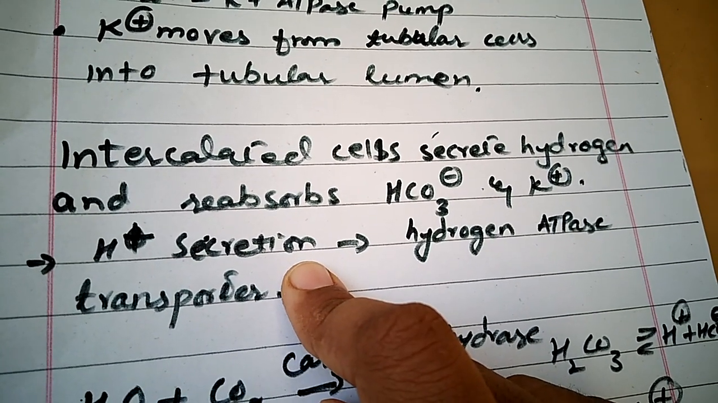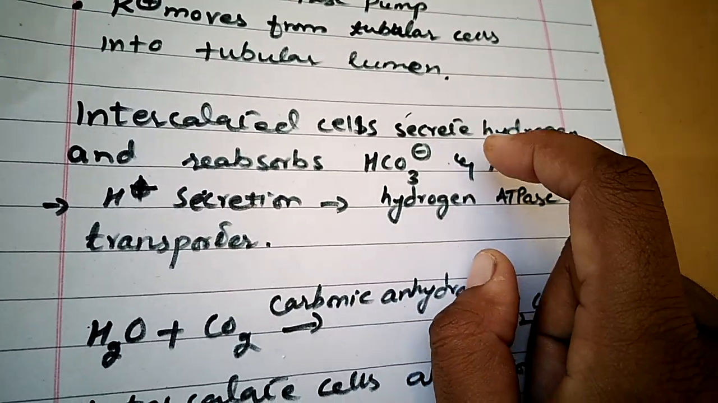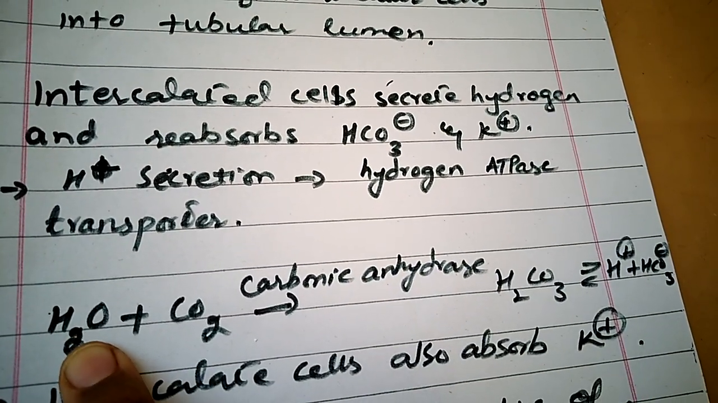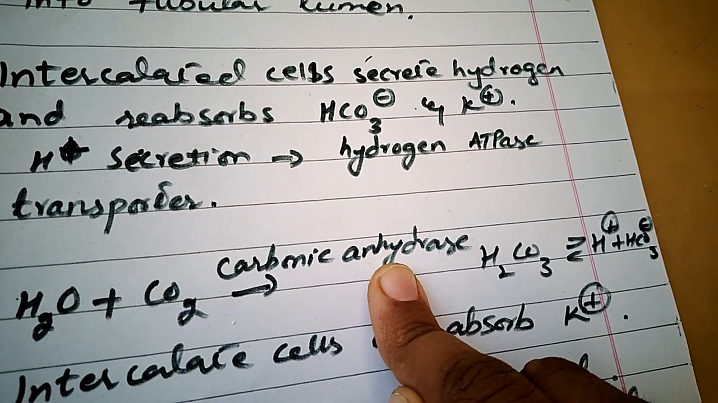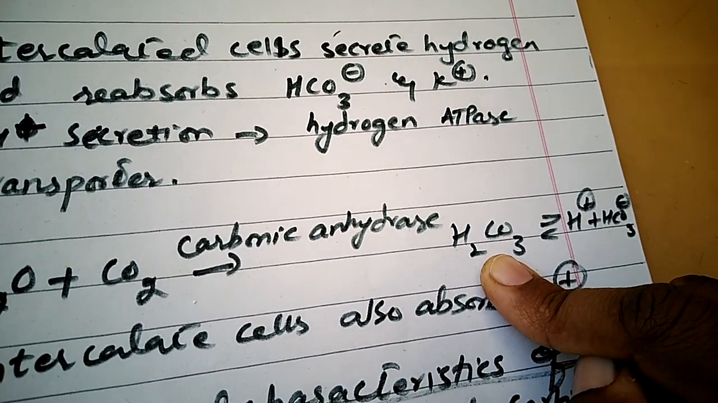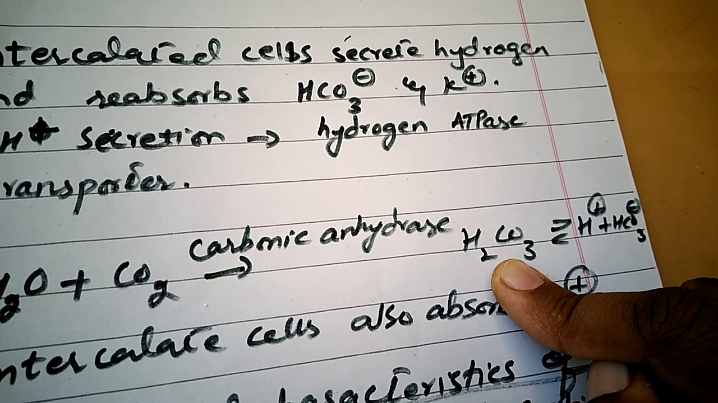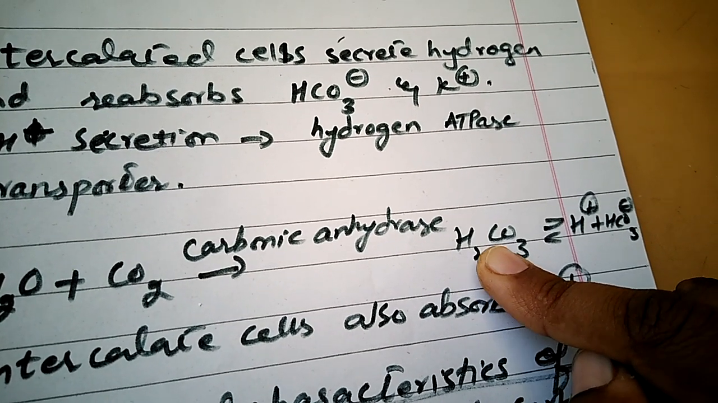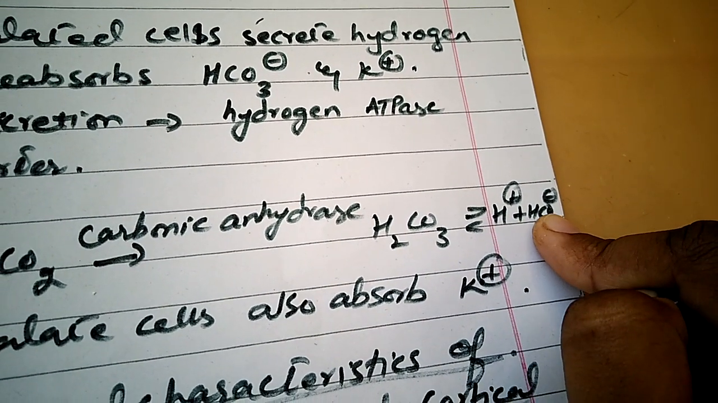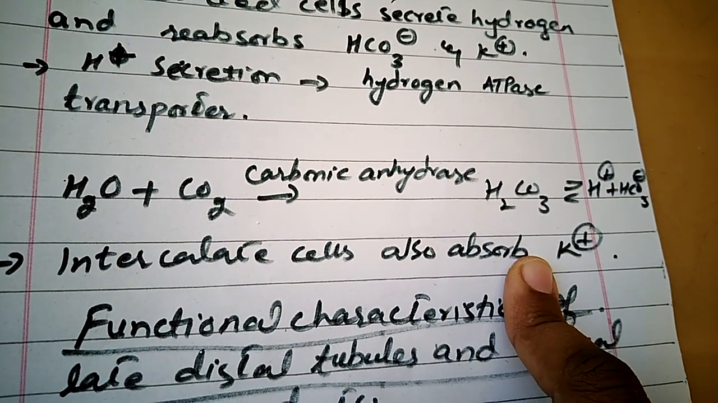Hydrogen ion secretion also occurs in the presence of a hydrogen ATPase transporter. Okay, now how is this hydrogen ion formed? This hydrogen ion is formed in the cell when water reacts with carbon dioxide in the presence of an enzyme known as carbonic anhydrase. It forms a weak acid, known as carbonic acid. This carbonic acid dissociates into hydrogen ions as well as bicarbonate ions. Intercalated cells also absorb potassium.